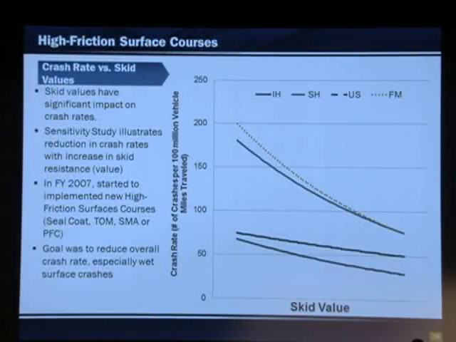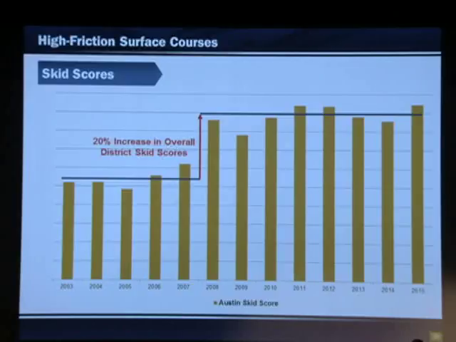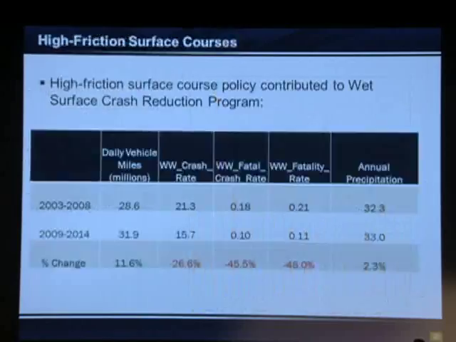The next thing is skid. We really looked at our network back in 2008 with our dense graded mixes when we weren't getting the skid life that we really wanted out of it. And so in 2008, we started with a high friction surface course policy. These are basically Austin District overall averages for skid numbers for our network. When we started implementing high friction surface courses, which is defined as seal coats, thin overlays, PSCs, SMAs, or a concrete surface, you can see a significant increase in those skid numbers.